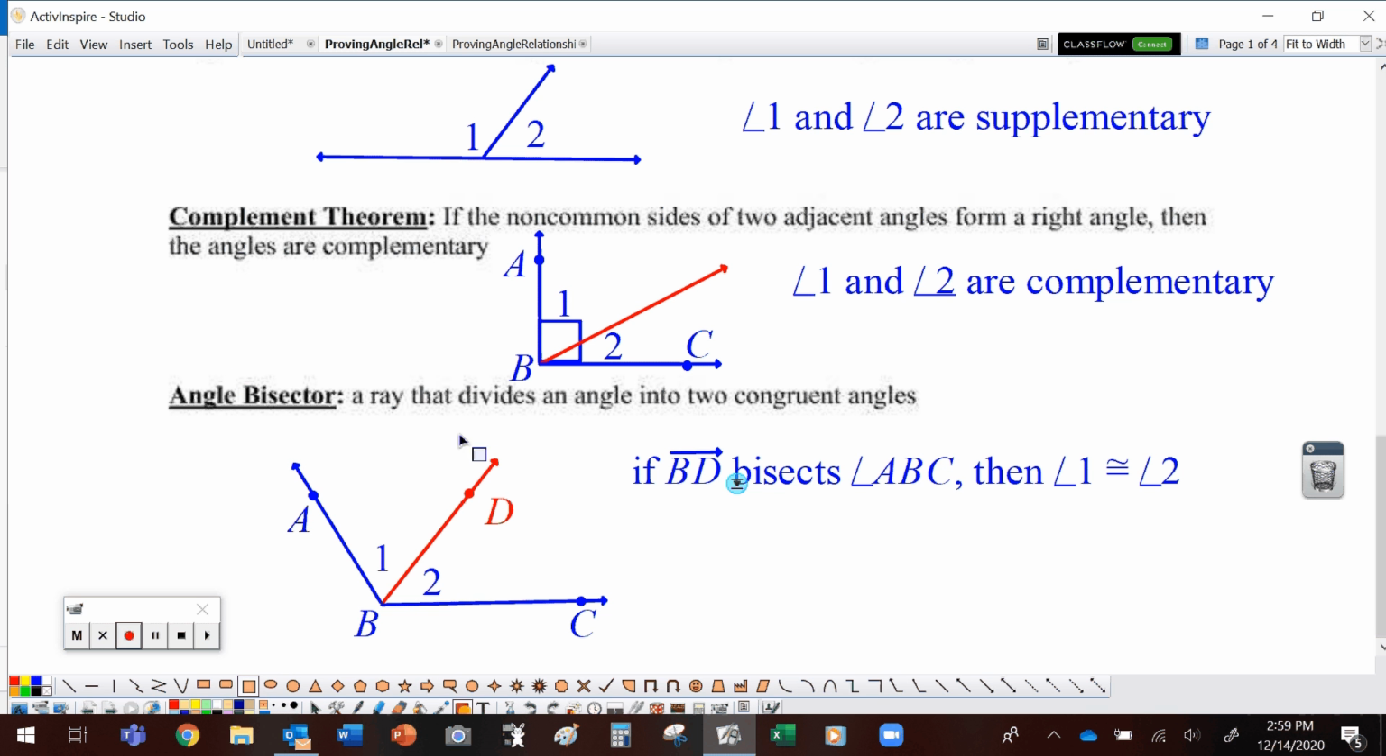Okay, then we have the angle bisector. Okay, and the angle bisector is a ray that divides an angle into 2 congruent angles. So here we've got angle ABC, and I've got ray BD drawn right down the middle. Now, if I tell you that BD bisects angle ABC, then that means that angle 1 has to be congruent to angle 2. So bisect means cuts in half, so that makes perfect sense. If it cuts it in half, then those 2 halves have to be congruent to one another.